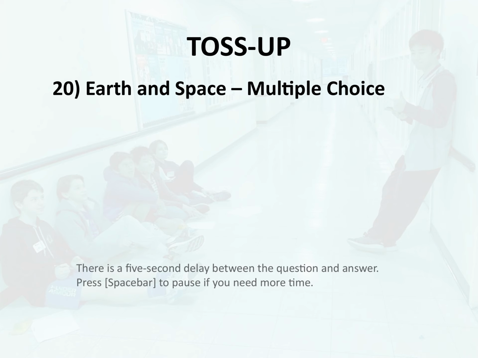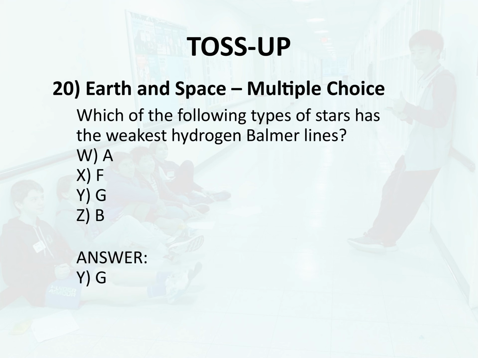Toss-up 20. Earth and space, multiple choice. Which of the following types of stars has the weakest hydrogen Balmer lines? W. A. X. F. Y. G. Z. B. Answer. Y. G.